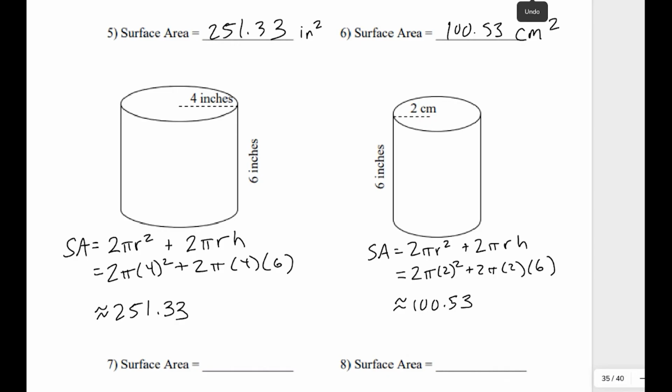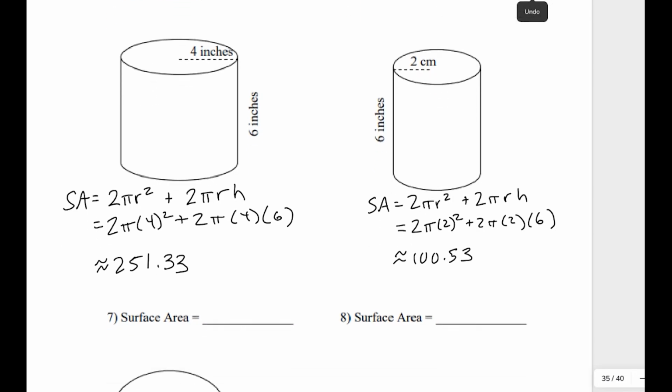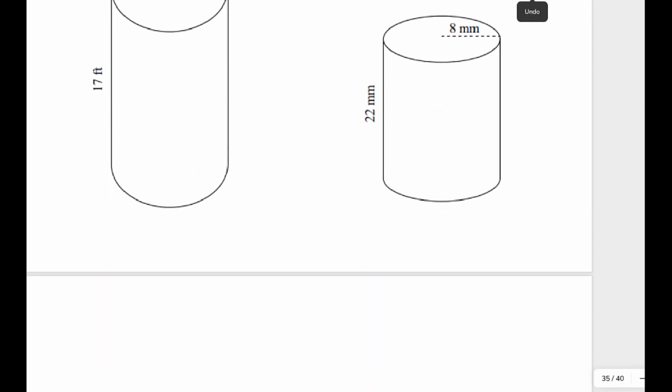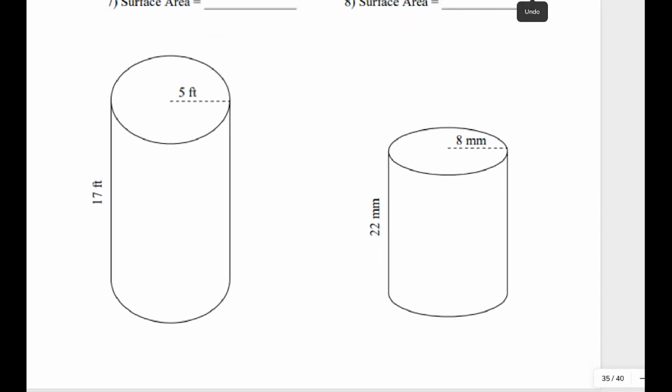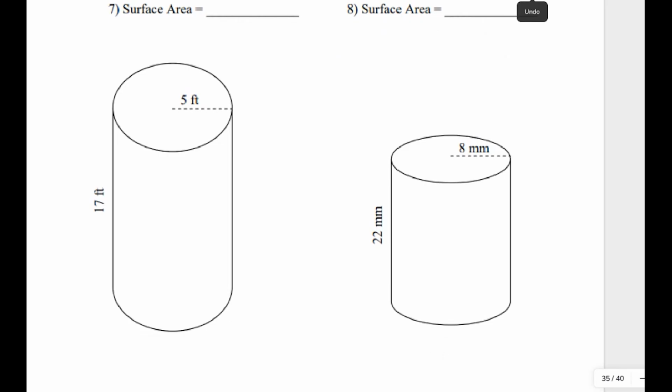So that leaves us with just 2 problems left here, number 7 and 8, which we'll solve similarly. Again, once you figure out that you just need to plug in the r and the h and then put everything in your calculator, this is definitely going to be some easier problems compared to what we did with the transformations. Okay, so this number 7 has got a radius of 5 and a height of 17. So we are going to substitute in 5 for r and 17 for h.